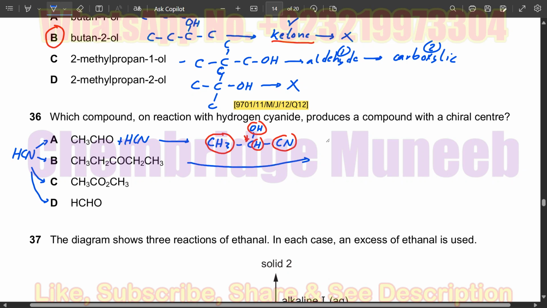With the B, I will have this part CH3, CH2, COH, CH2, CH3, and CN. So on this carbon we have two ethyl groups on left and right. So it cannot give chiral center. It doesn't have chiral center. And option C doesn't give reaction because it is an ester compound. So ester do not give reaction with HCN. So no reaction possible. And option D gives this product.